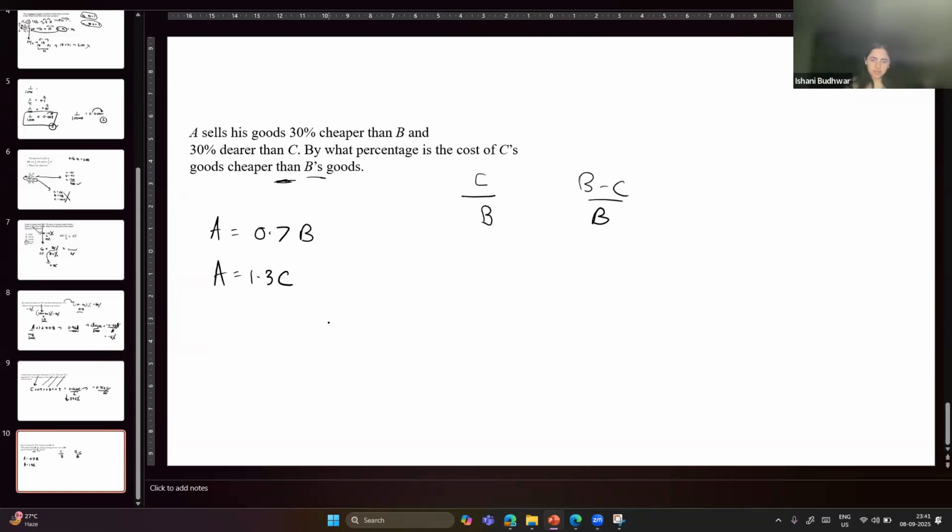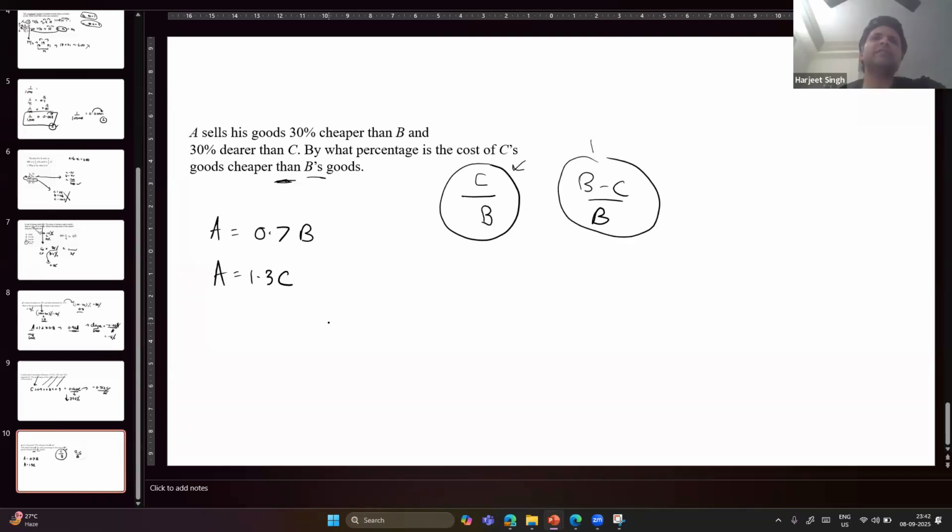If it were a ratio, then C by B. And suppose this ratio comes to be 0.7, then you say C is 30% cheaper than B, correct? So either solve it like this or like this. This is more difficult to conceptualize and calculate. This is easier.